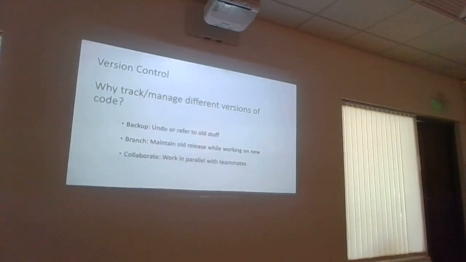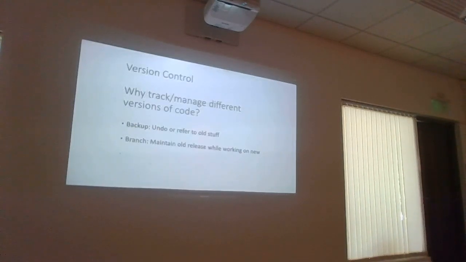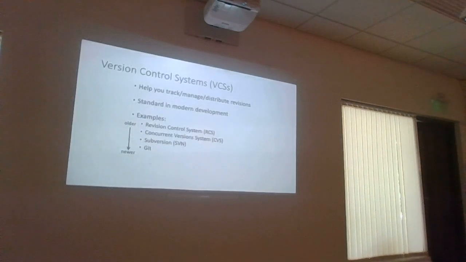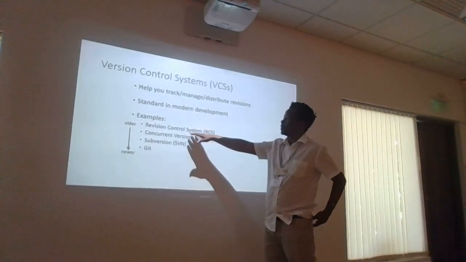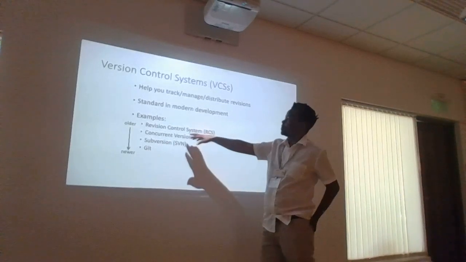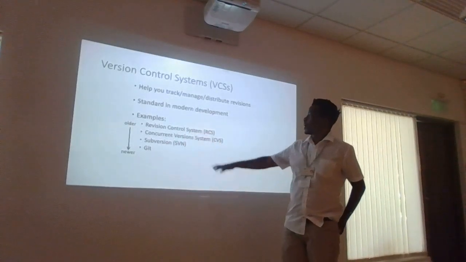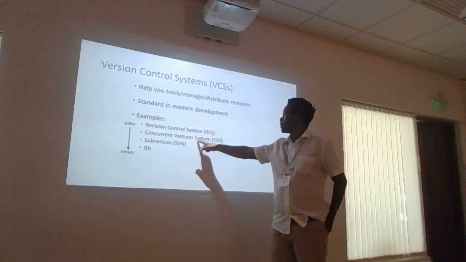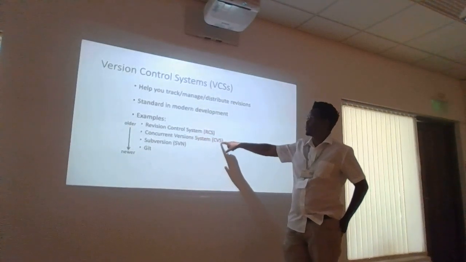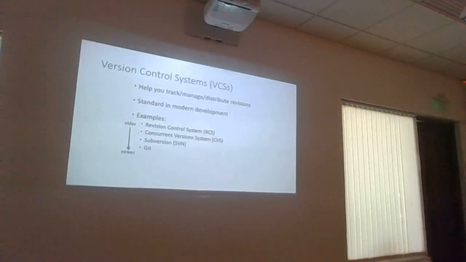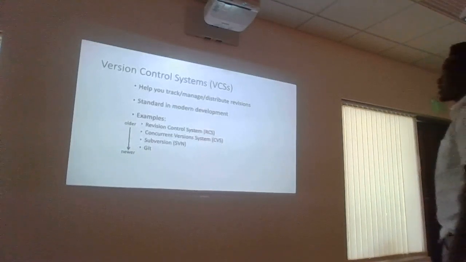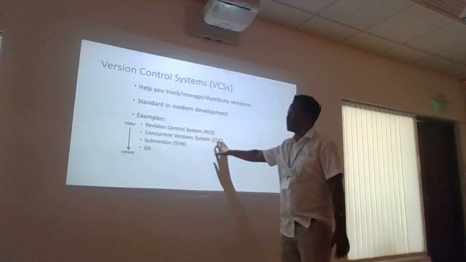Yeah, so again, we want to collaborate, work in parallel with the teammates. So version control systems, I think I've highlighted on this, and I've talked about the old systems, the revision control system, RCS, that then became superseded by the concurrent version system, CVS. If you were coding around 2000, 2003, or 2007, you would still be very conversant with CVS.